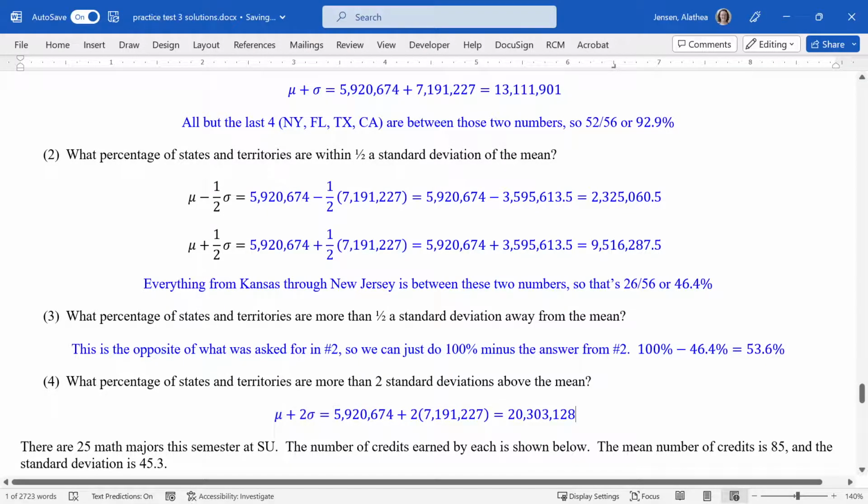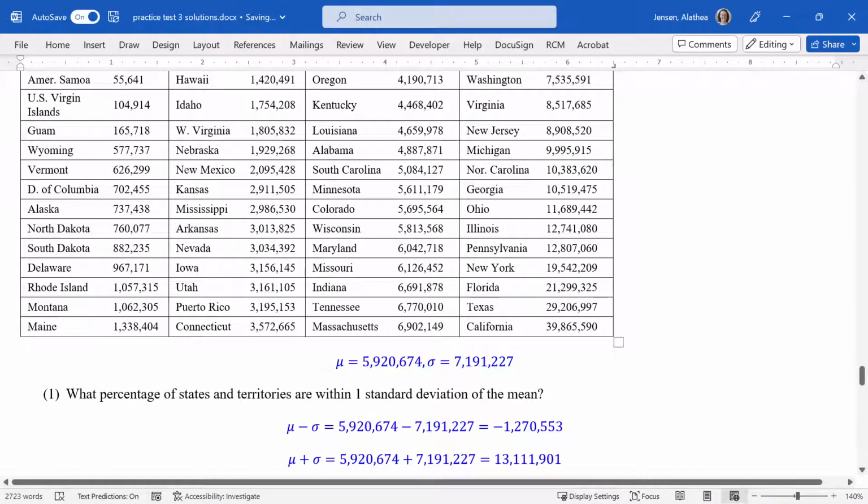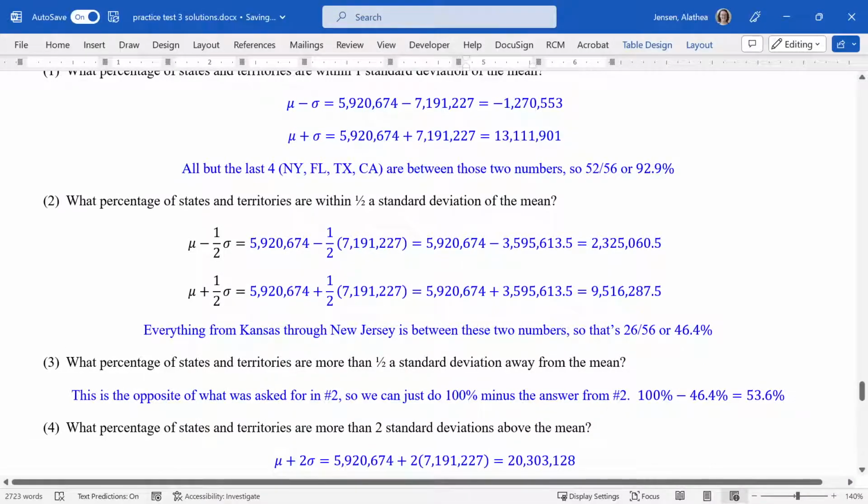Okay, anyway, so that is the number, the population that would be 2 standard deviations above the mean, but what we need to do is then figure out how many states and territories are more than that. So like even further above the mean than this. So the first one would be Florida, and then Texas, and then California.